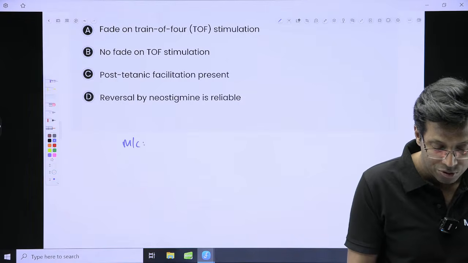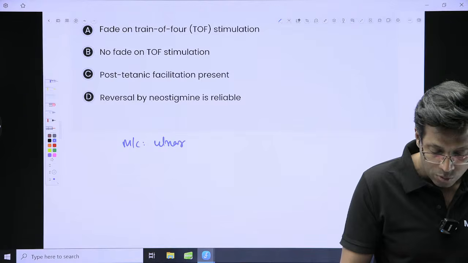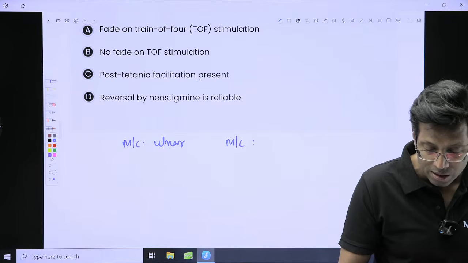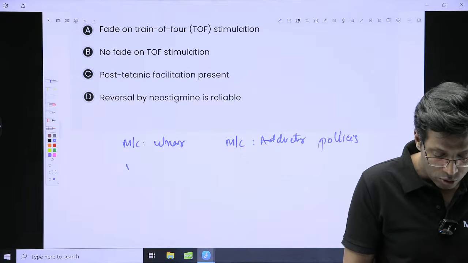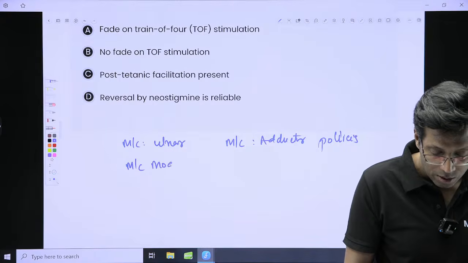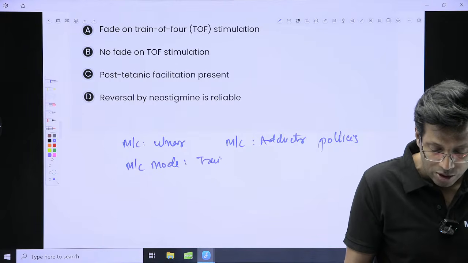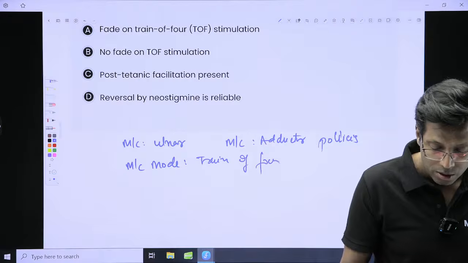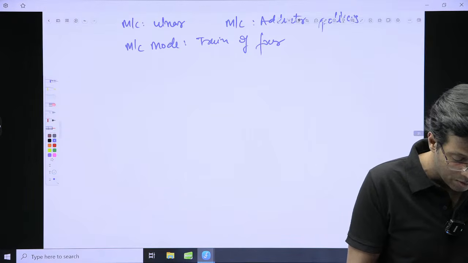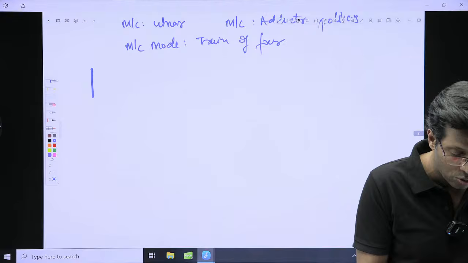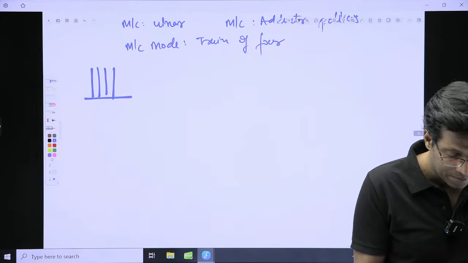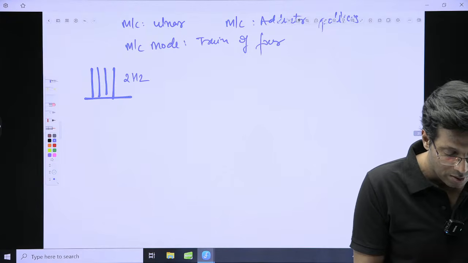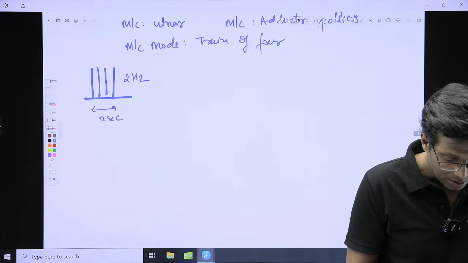Now, when you speak of a neuromuscular monitor, all of you already know the most common nerve used is the ulnar nerve, and the most common muscle is the adductor pollicis muscle. All this has been asked in the exam. The most common mode is the train of 4, where you give 4 stimuli. So train of 4 means I am giving 4 stimuli to the patient, 1, 2, 3 and 4. Each stimulus is of 2 hertz given in a span of 2 seconds, right?